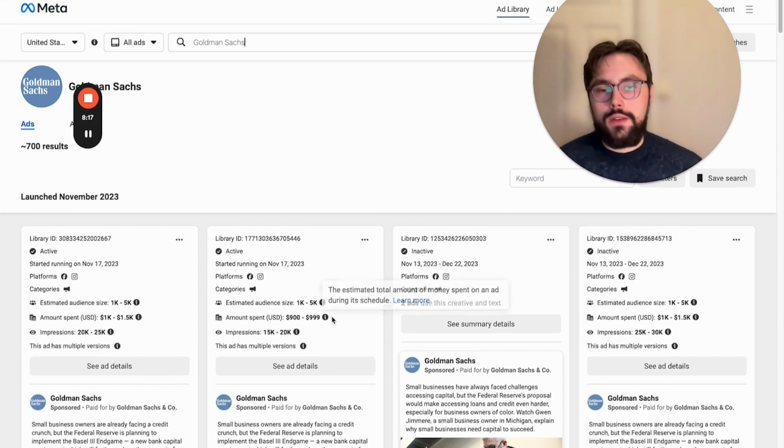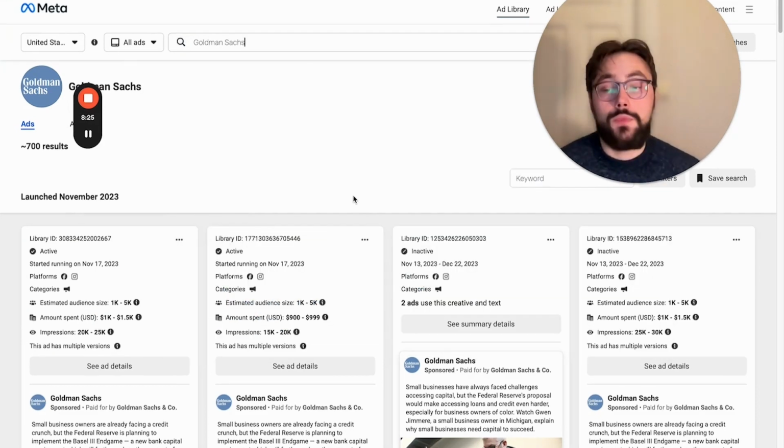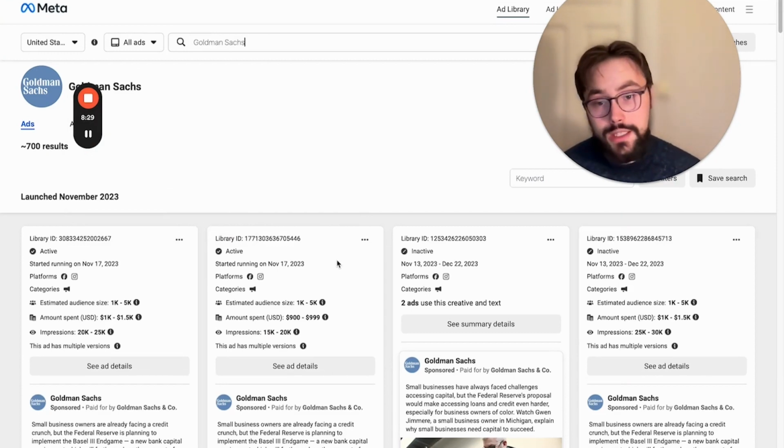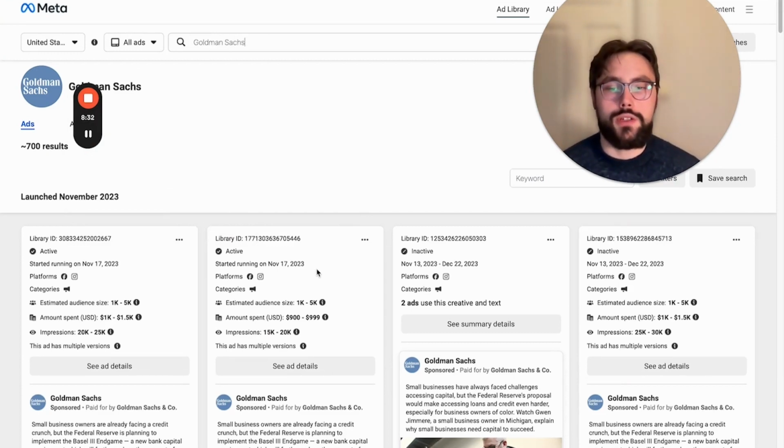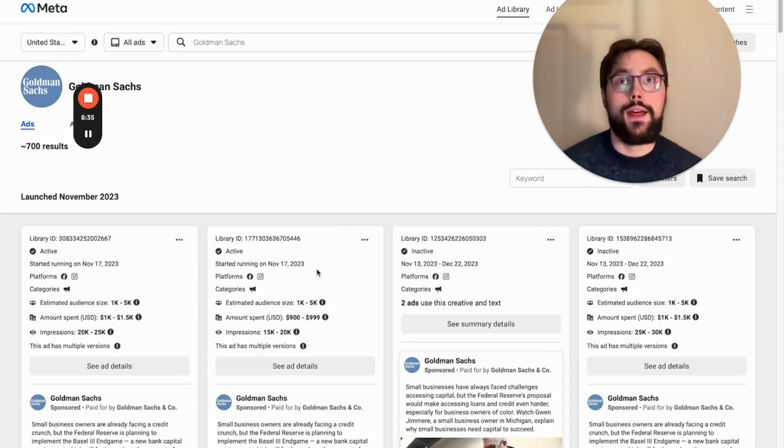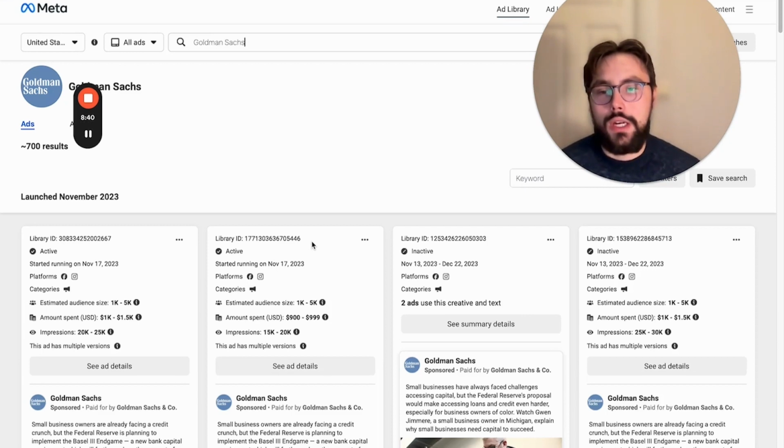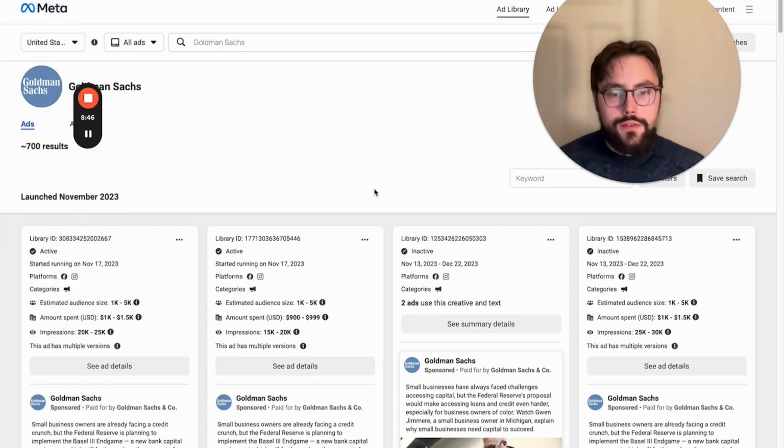But here you can see the amount spent. Because of their business, they need to show everything, what kind of audience or audience size, the amount spent, and impressions as well. In the banking niche or the housing niche as well, we get some more insights through Facebook Ads Library. So here you can see they run over 700 ads, or around 700 ads.